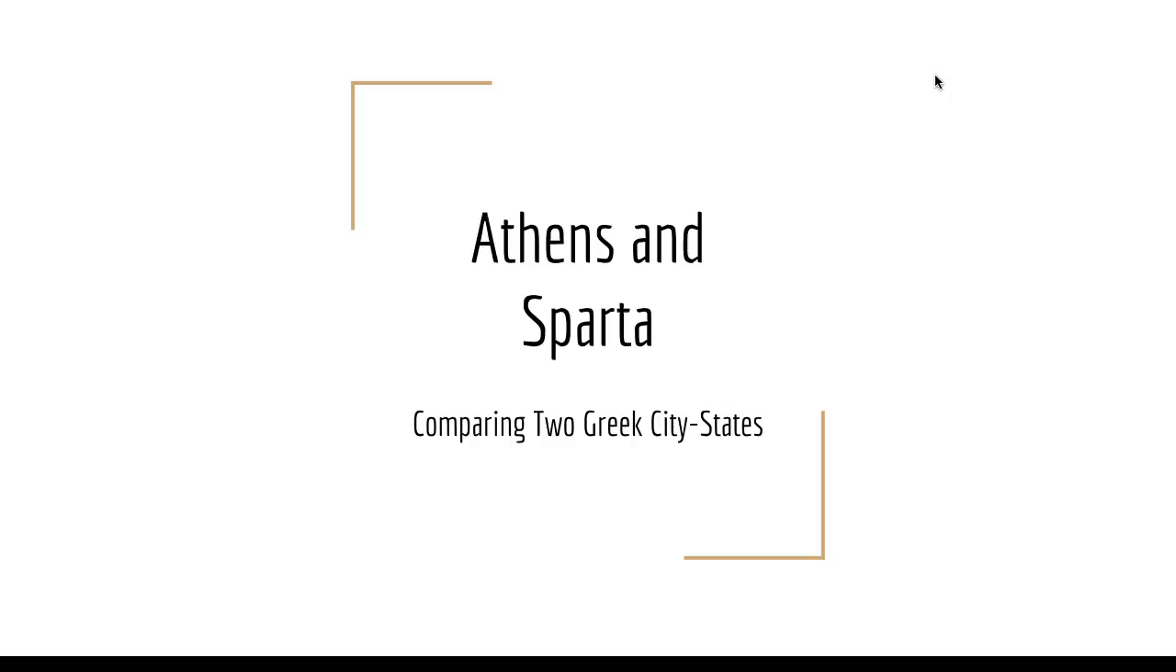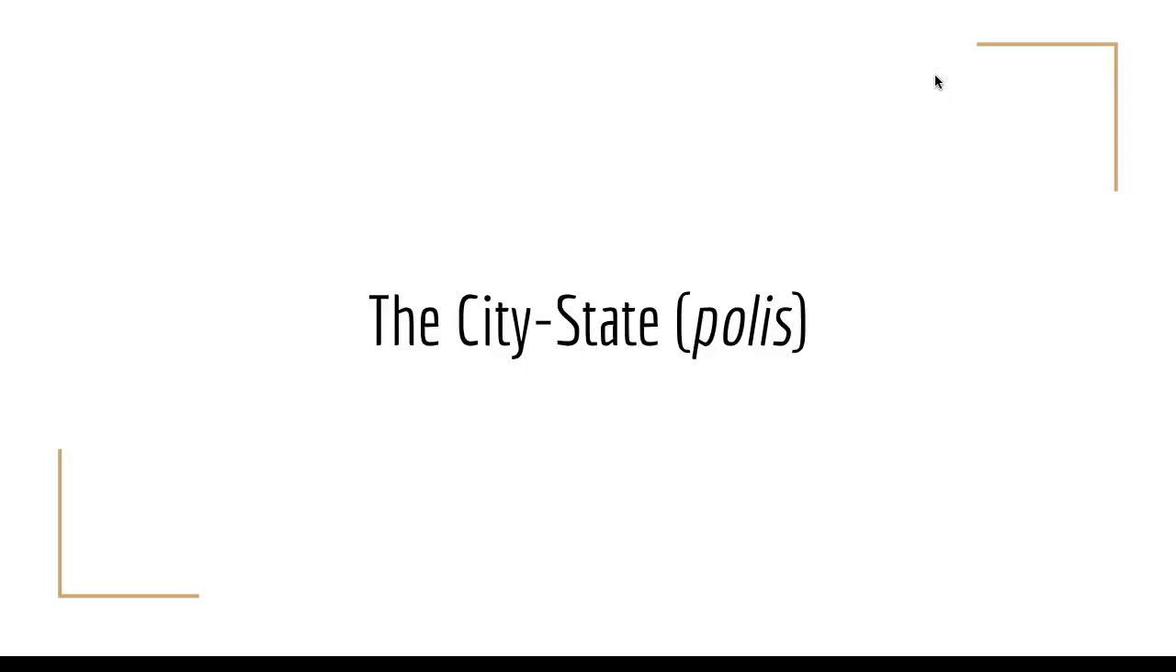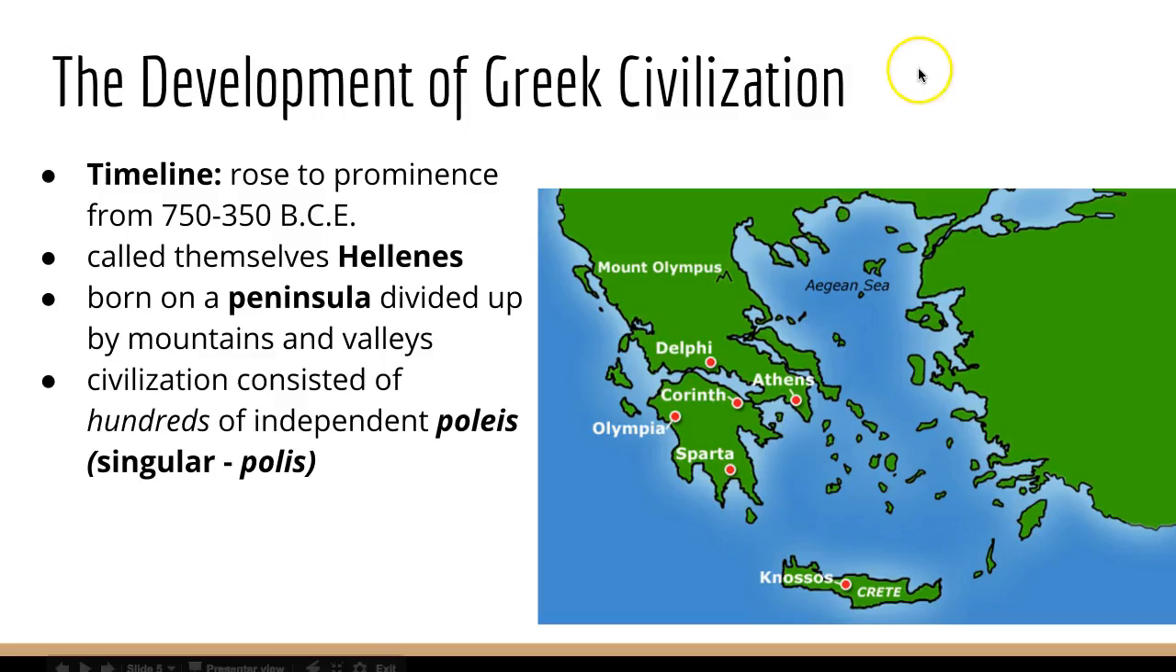So as you listen and watch this presentation, be sure that you are filling in your notes based on the categories there. So, the city-state or polis, the development of Greek civilization. So we're looking at around 750 to 350 BC.